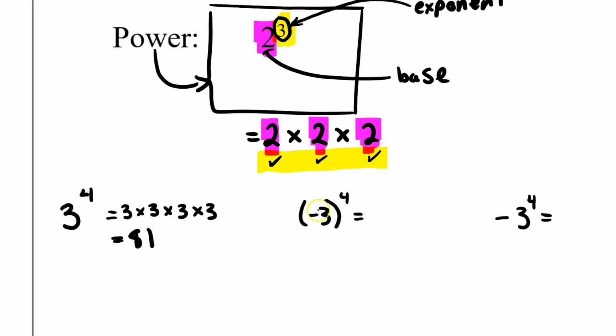Negative 3 to the power of 4, this becomes our base. Now, our exponents are fickle friends. They only stick to what is exactly right beside it. Now, for this 4, it sticks exactly right behind that 3. So the base of 3 is the thing that's being repeated 4 times. With this one, we have brackets to hold in that negative 3. So the thing that's being repeated is the negative 3. So you have negative 3 times negative 3 times negative 3 times negative 3.